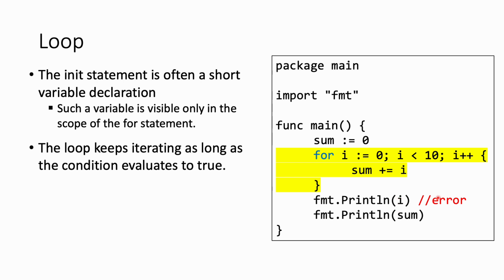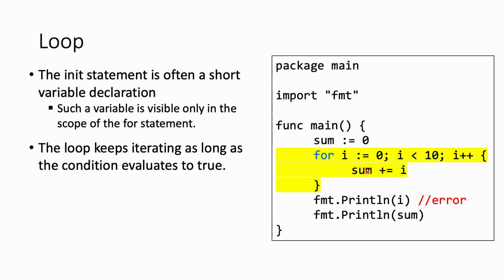The second fact is that the loop keeps iterating as long as the loop condition evaluates to true. So in this for loop, the condition is i is less than 10. Whenever i is less than 10, it will execute the loop body, which is adding i to the variable sum. And then after that, it will increase the variable i. When i is equal to 10, then it will stop.